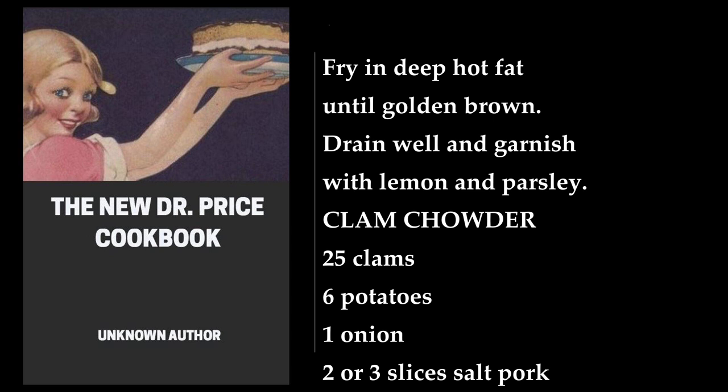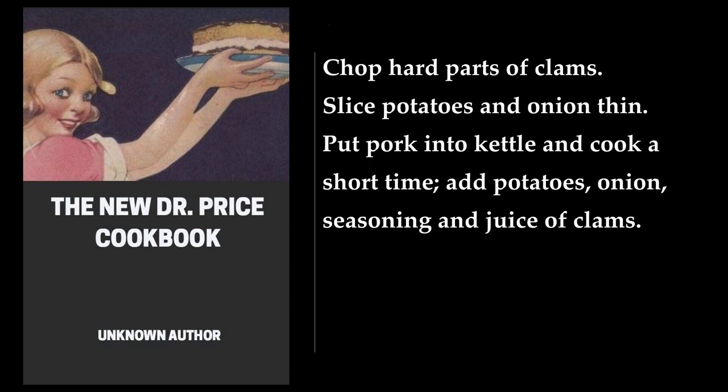Clam chowder. 25 clams. 6 potatoes. 1 onion. 2 or 3 slices salt pork. 2 teaspoons salt. 1/8 teaspoon pepper. 1 quart milk. Chop hard parts of clams. Slice potatoes and onion thin.